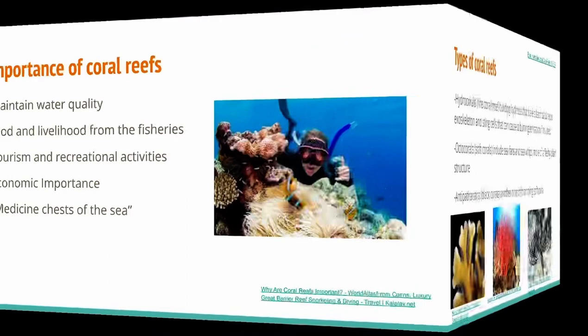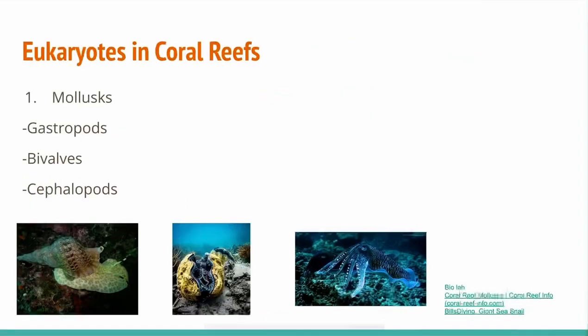One main group of eukaryotes in coral reefs are mollusks. Within this group, there are 3 different phylums. The first phylum is gastropods. Gastropods may include snails. Snails are able to keep algae in check for the coral reefs.